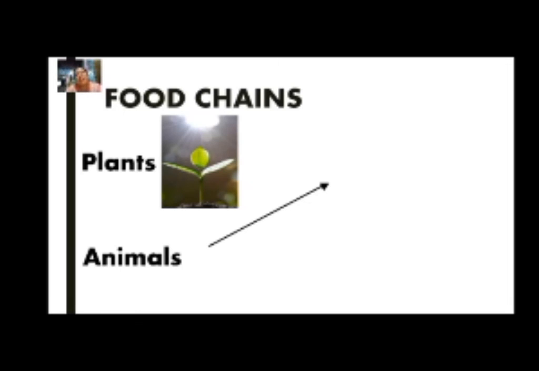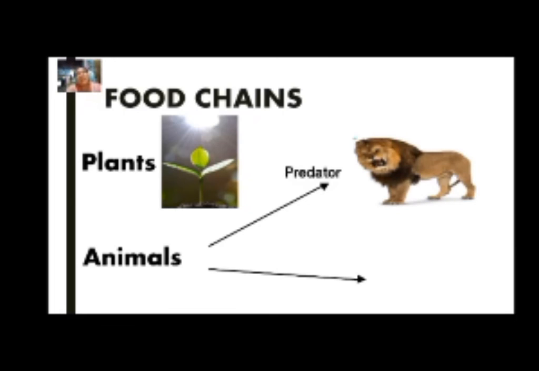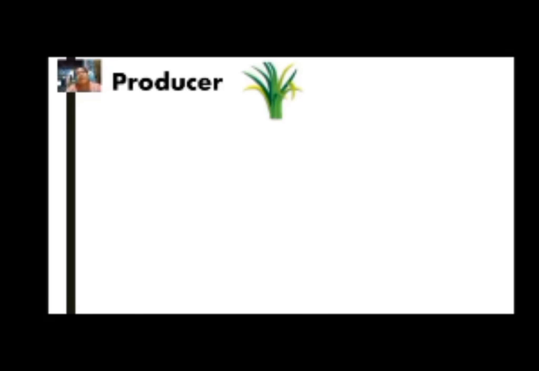An animal that eats another animal is called a predator. The animal they eat is called prey. So predators eat prey. A food chain shows us how plants and animals depend on each other for food. The energy in the food passes along the food chain. Food chains usually begin with a plant and end with a large animal, so we begin with the producers.